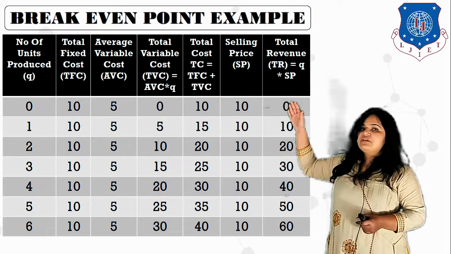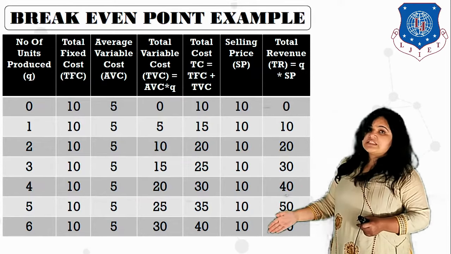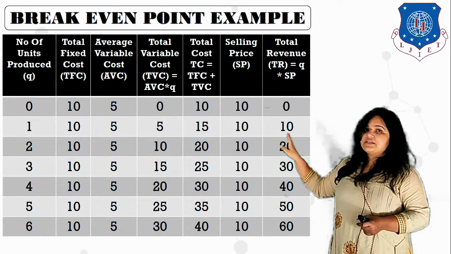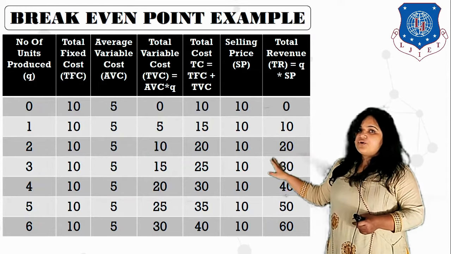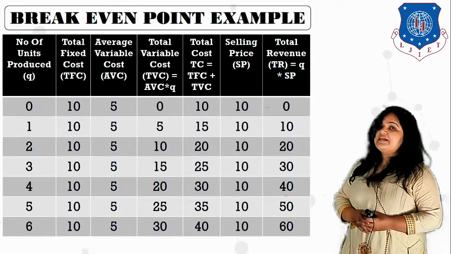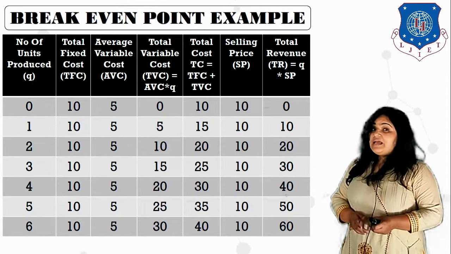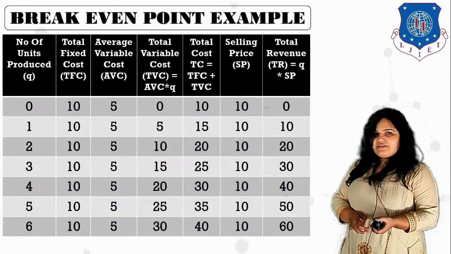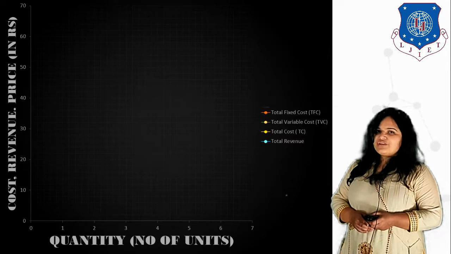Here I have given total revenue for 6 pencils. For 0 pencils it is 0. For 1 pencil 10. For 2 pencils 20. For 3 pencils 30 and so on up to obviously 60. Let us check this line in our graph. This is our graph again.